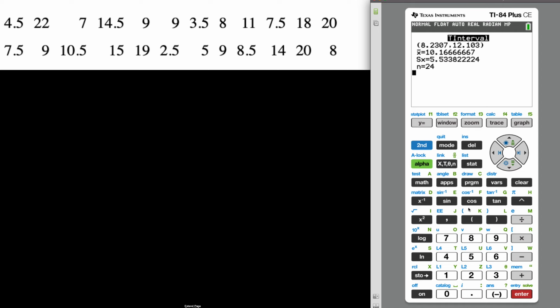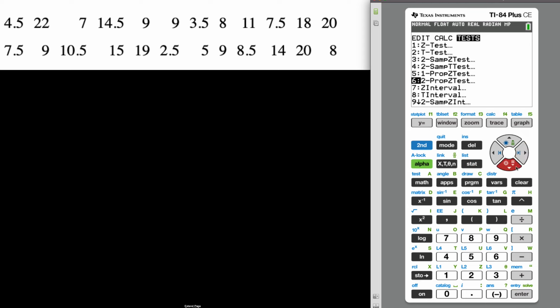Calculate. Now here's the nice thing about this. Remember I said I don't have the statistical values. I could find them, right? We did one var stats before, but why go through that? Because look, T interval gives them to me. So I have 24 data values, which should match this. And the sample standard deviation and the sample mean are given to me also. So I don't have to go through one var stats and find it.